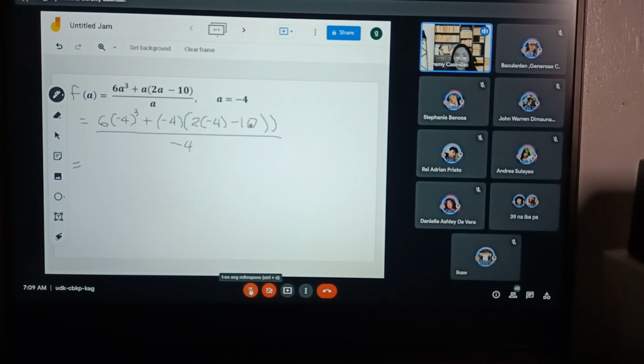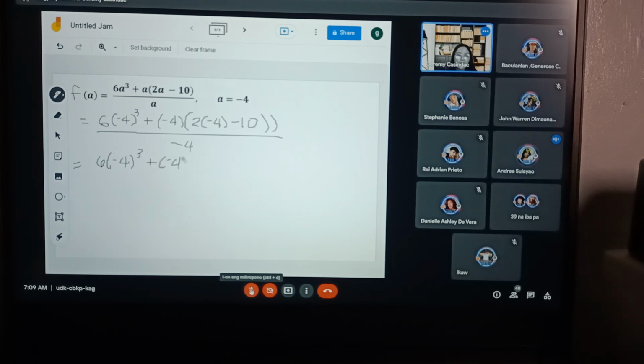Negative 8 minus 10. Positive 18 na po yan. Ano po? Positive 18 po. Okay, that's correct. Yes, tama ba? Positive 18, ayun. So we have 6 quantity negative 4 raised to 3 plus negative 4 times, anong sagot kanina? Positive 18, tama? Opo. Ayun. Over negative 4.